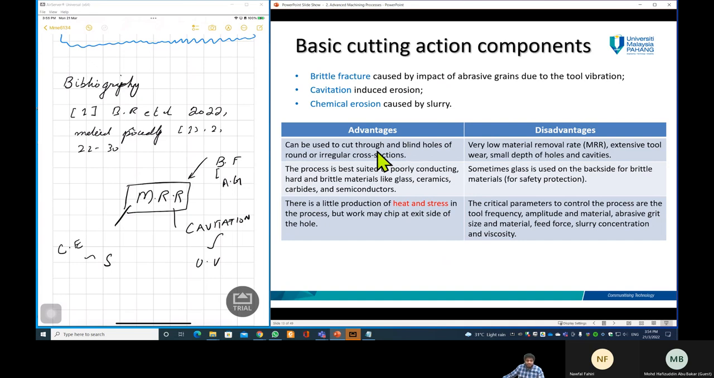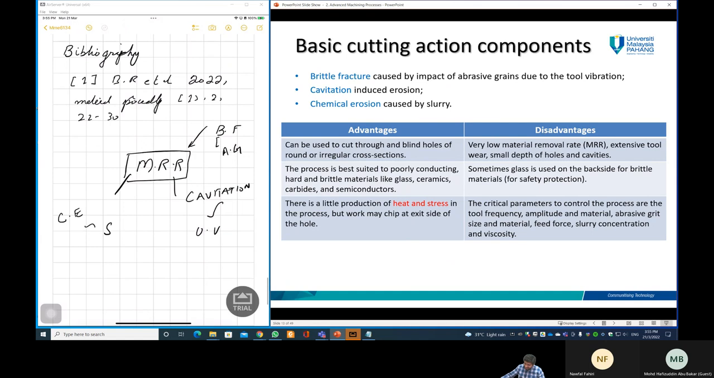It can be used to cut through and blind holes. The process is best suited for poorly conducting and hard brittle materials, and there is little production of heat and stresses. This is a very important point which I told you guys. To avoid heat and stresses, we need ultrasonic machining or advanced machining processes. The disadvantage is very important: the material removal rate is very, very small, or the production time is very long. That is why in the research paper they are trying to increase the production rate also.